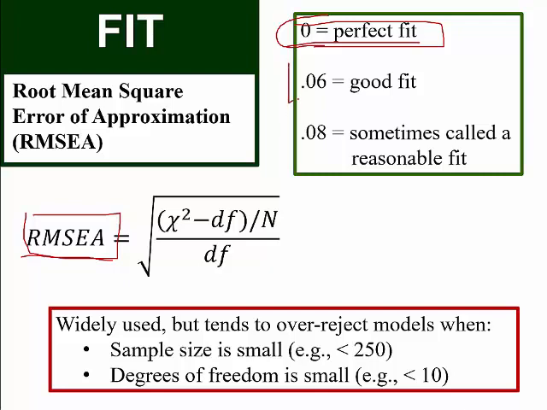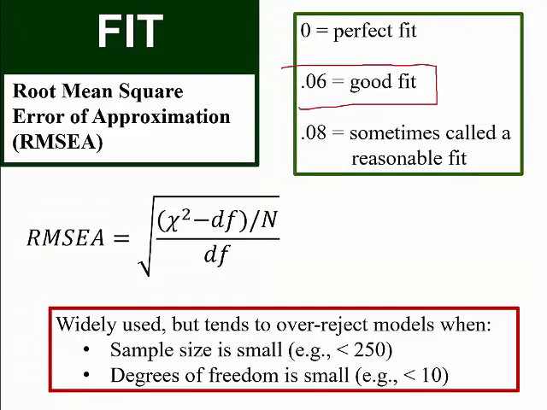One rule of thumb is that if your root mean square error of approximation is 0.06 or less, you can call it a good fit. In fact, I would say if your root mean square error of approximation is 0.06 or less, you can definitely call that a good fit. That's a really good root mean square error of approximation value.